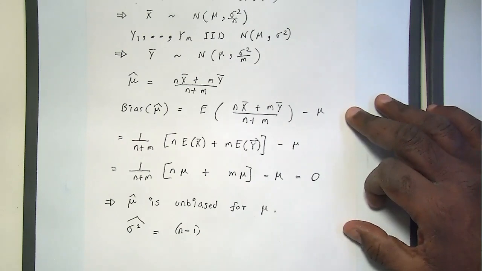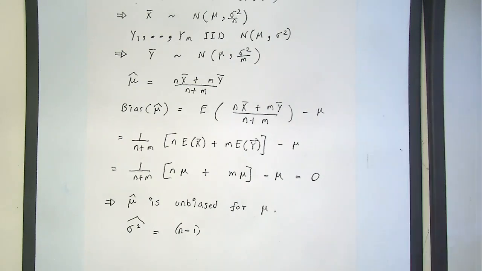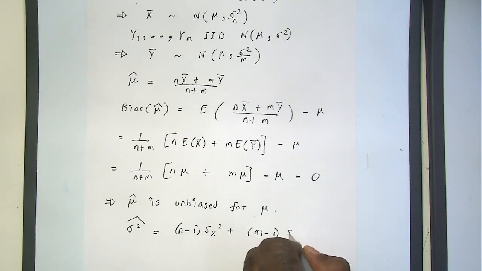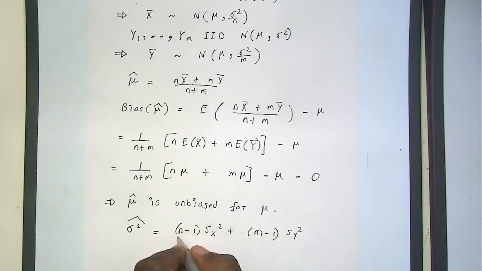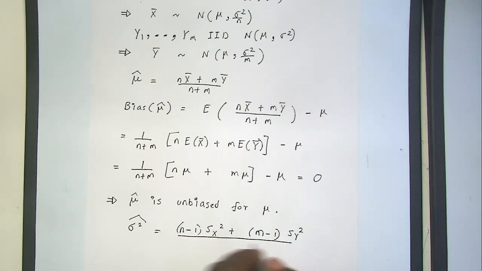Guys, is this clear to you, all of you? This part here. Okay? Yeah. The second part is to show that this guy here is unbiased for sigma squared.